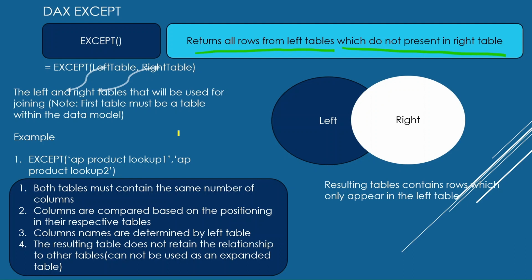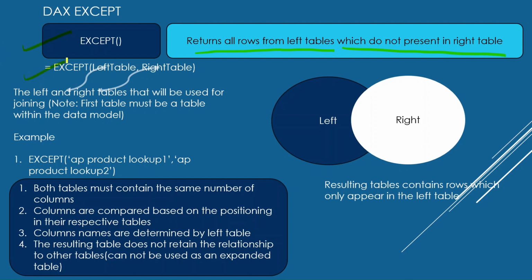So whenever there is a requirement to figure out which rows are present in one table but are not present in another table, if we encounter such a scenario, then we can use the EXCEPT function.